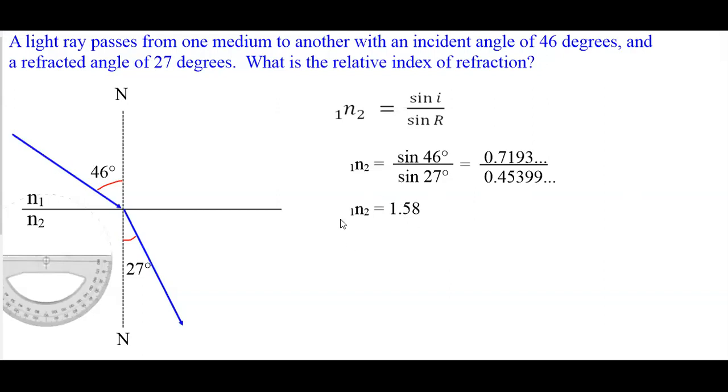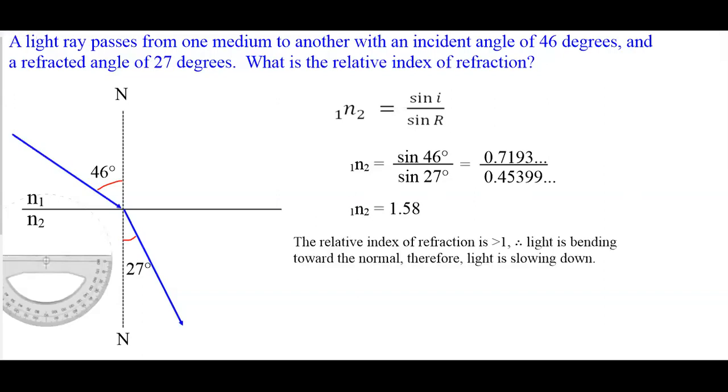Anyways, so I got a number, my relative index of refraction is 1.58. So that tells me it is greater than 1. Because my relative index of refraction is greater than 1, therefore my light is bending towards the normal line, and therefore light is slowing down. Okay, so again, with a diagram that I drew in, it doesn't tell you to draw it in, but it's enough of an indicator that, oh yeah, that's definitely going to have to slow down if it goes towards the normal line.